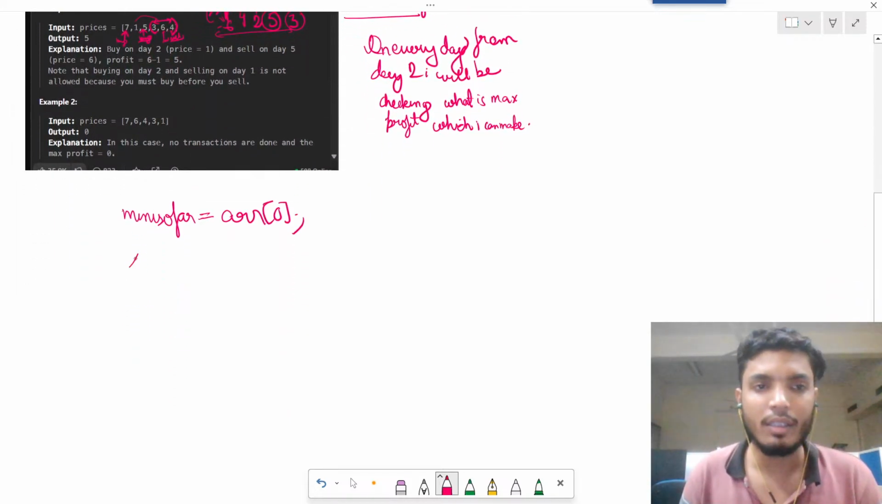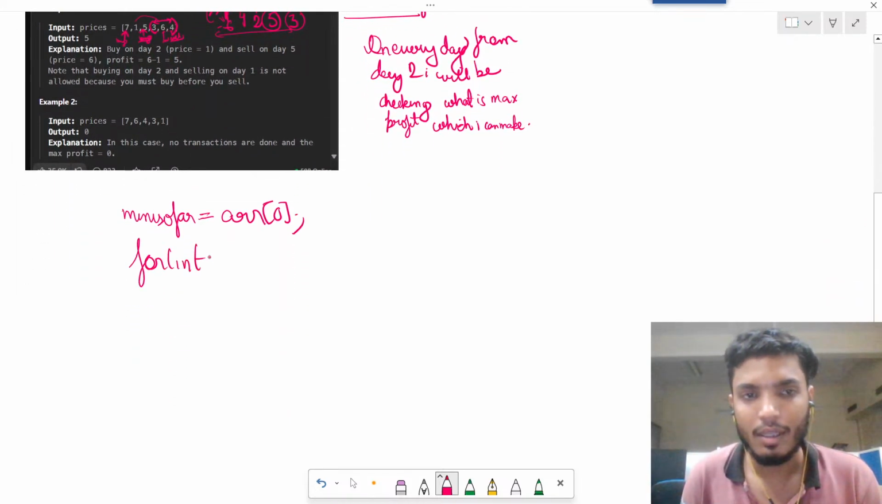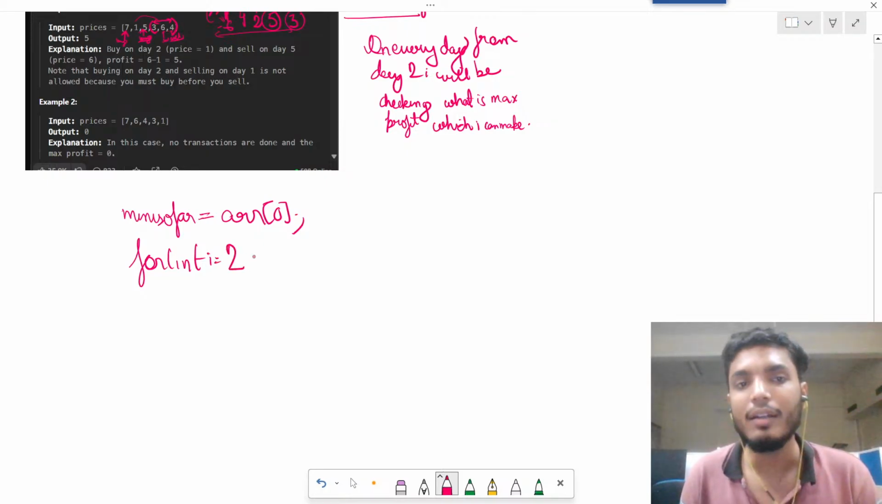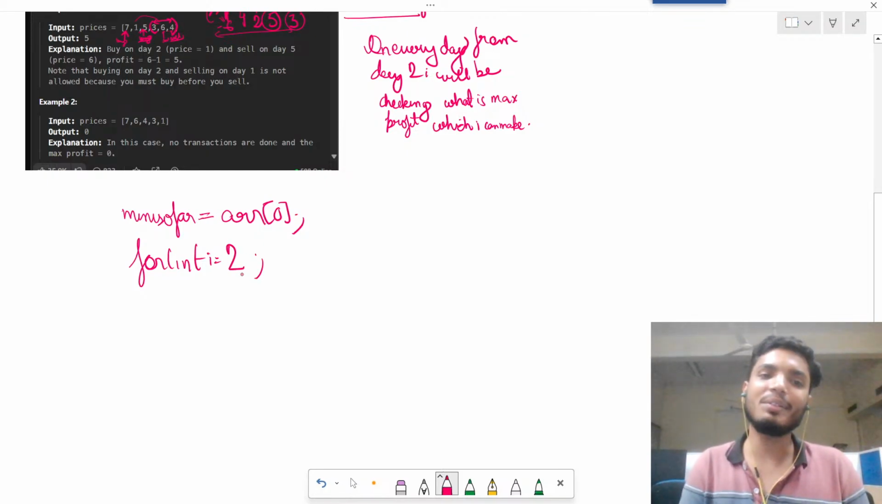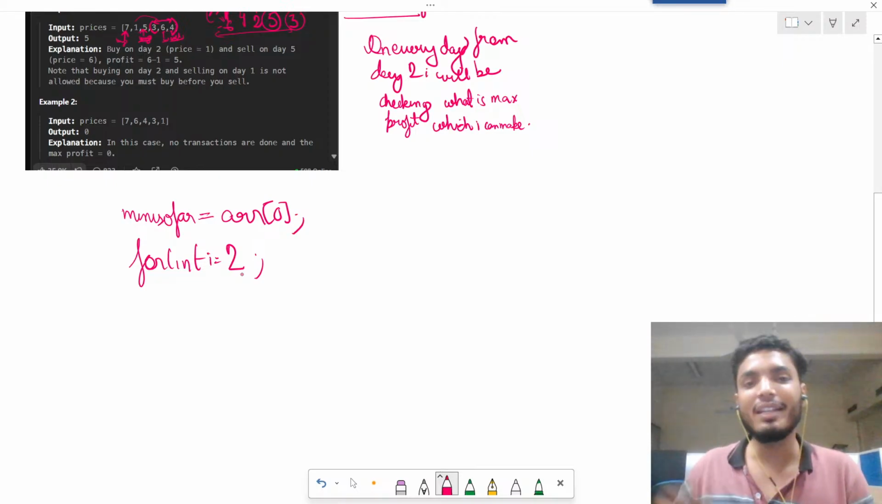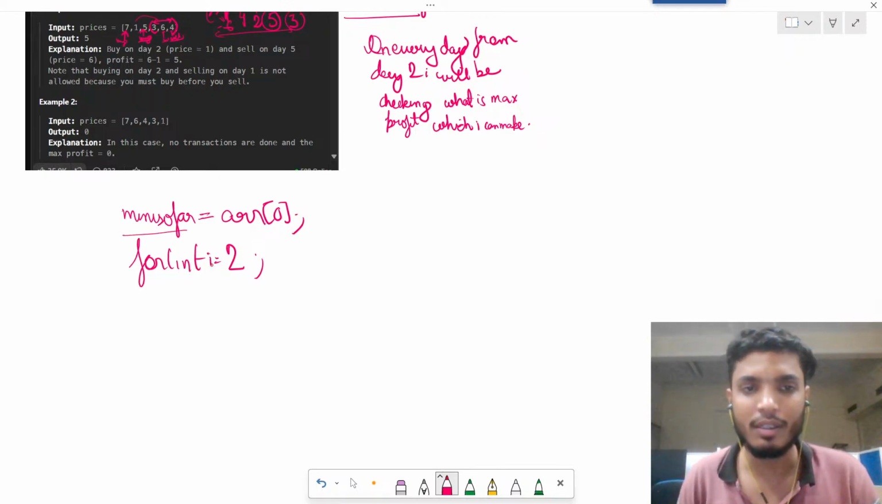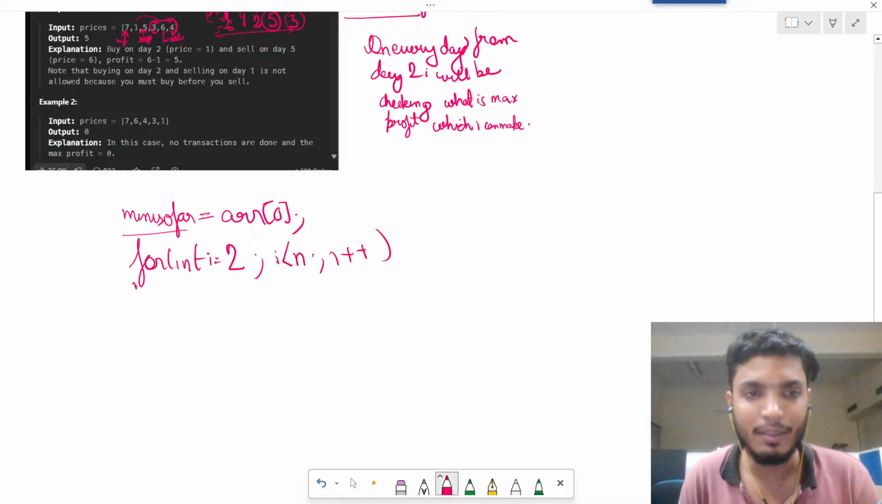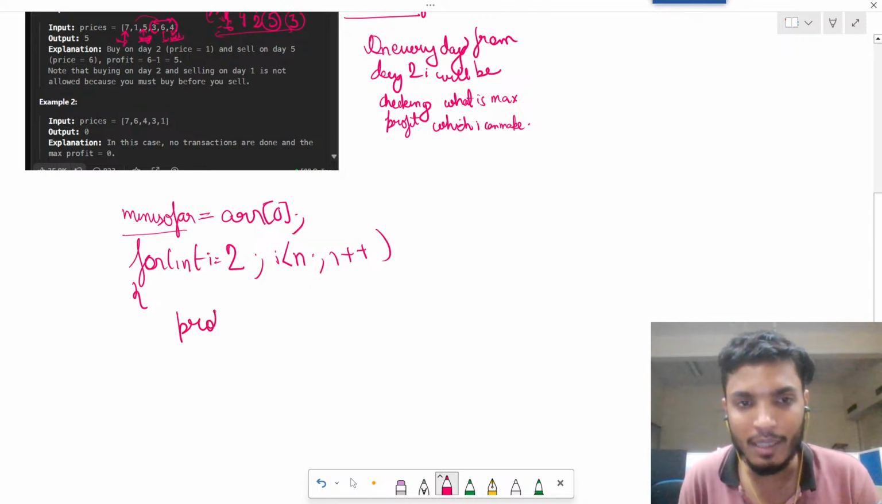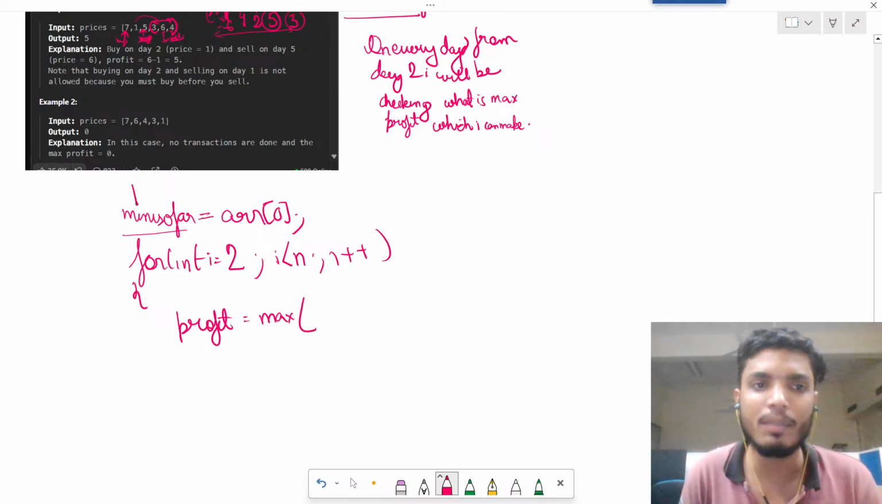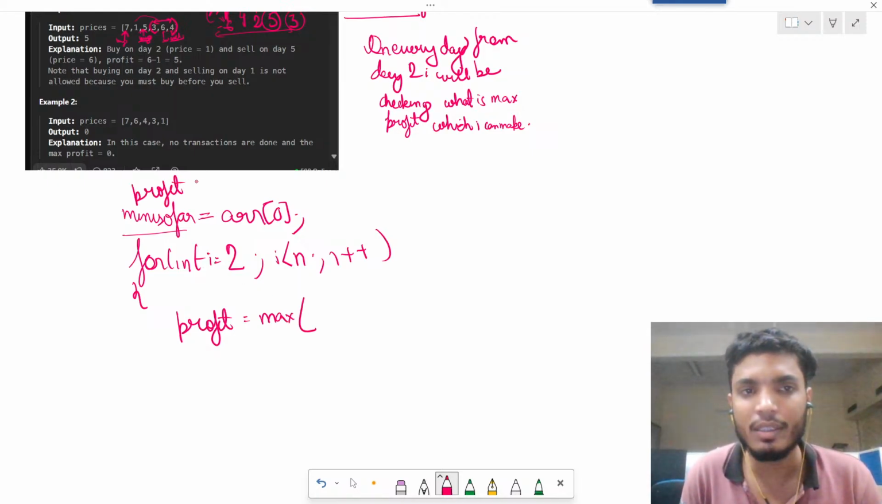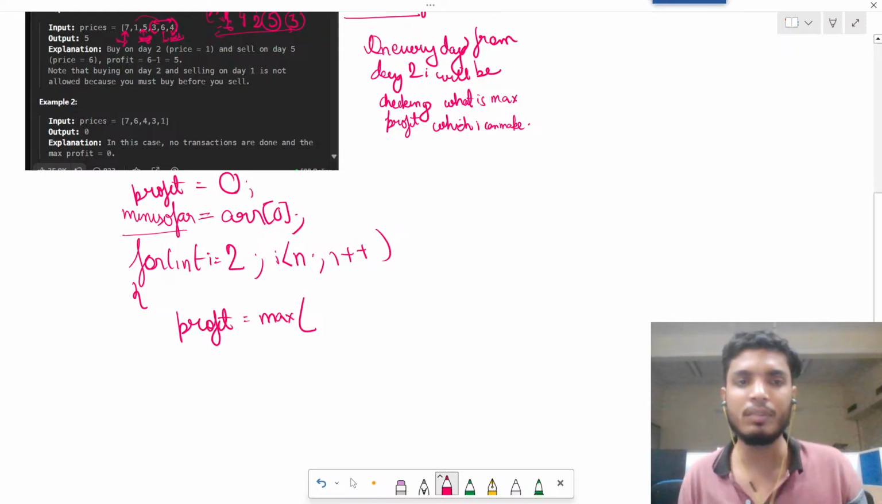So now let's iterate the array for int i equals 2. Why 2? Because on the first day I can only buy, I can't sell. For selling something, you have to buy something, and minimum so far will tell me what I am buying. So for int i equals 2, i less than n, i plus plus, I'll check how much profit I am making. There is a profit variable, which initially will be 0, meaning initially I am not making any profit.